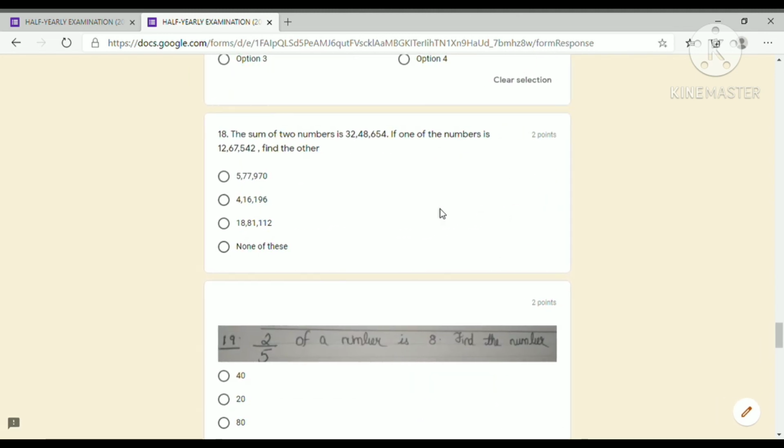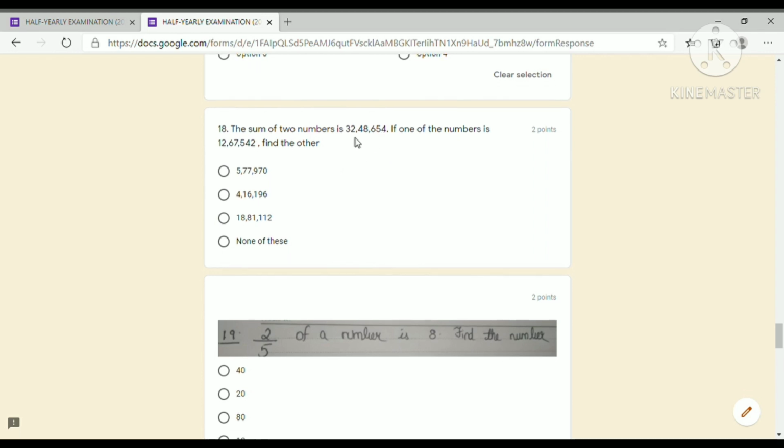The sum of two numbers is 32 lakh 48,654. If one of the numbers is 12 lakh 67,542, find the other. Okay, now here what is given? Given: the sum of the two numbers is 32 lakh 48,654, and one of the numbers is given.